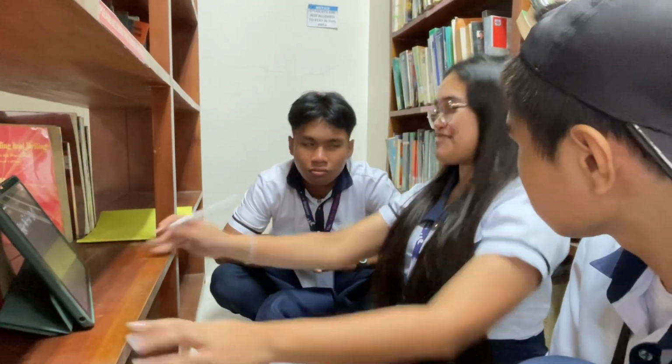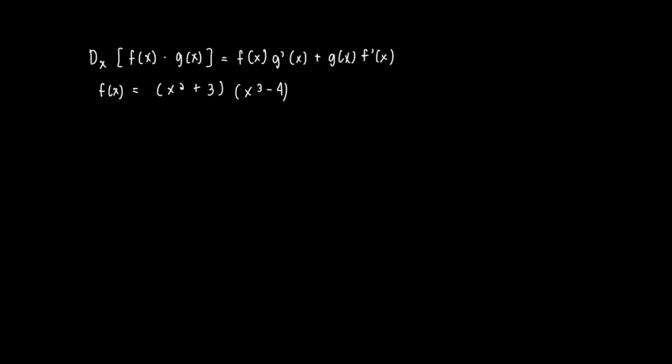Yes, it's your turn now. Okay, let me try this example. F of x is equal to x squared plus 3 multiplied to x cubed minus 4. To solve this, we need to use rule number 5, the product rule. Copy f of x, then get the derivative of the g of x plus the g of x multiplied to the derivative of f of x.